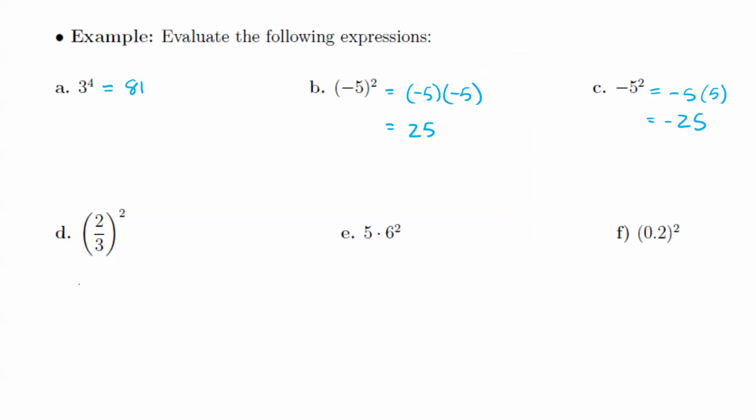Okay. Now, part D is one where you really do need to make sure that you're understanding what's going on here because 2/3 is not a nice number, right? It's 0.66666 on forever. So this is where it'd be important to say, you know what, I'm doing 2/3 times 2/3, which would give me 4/9.